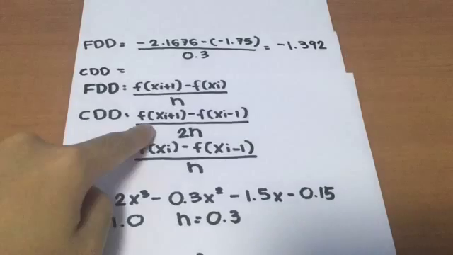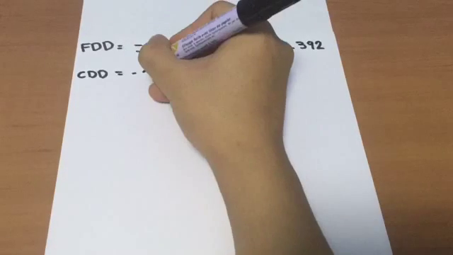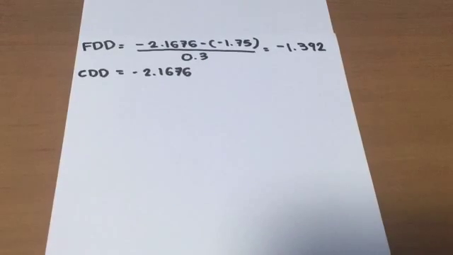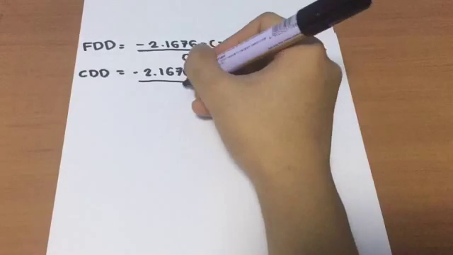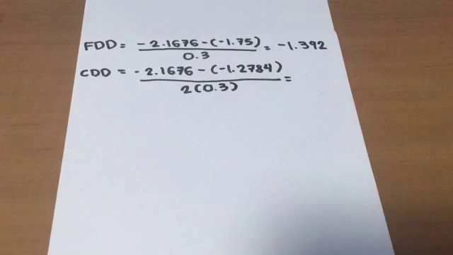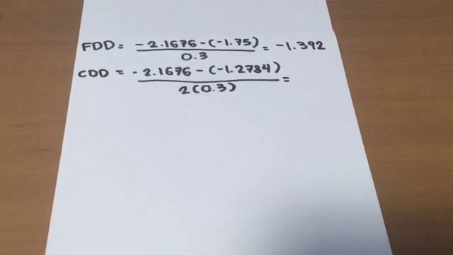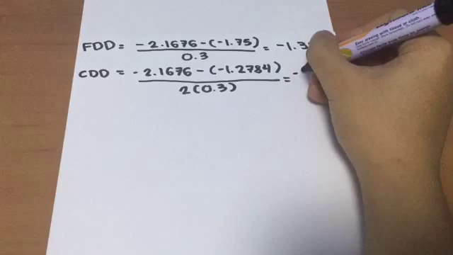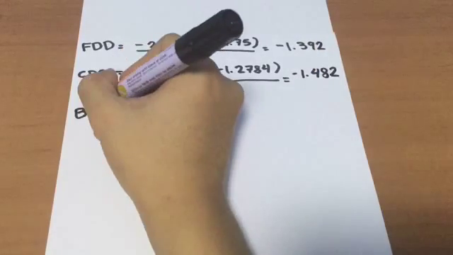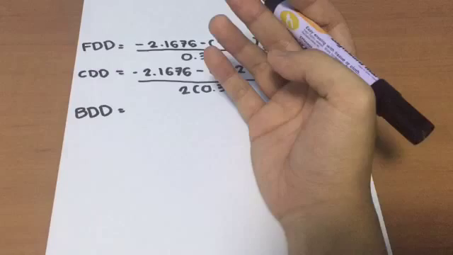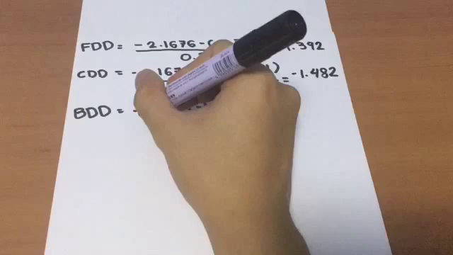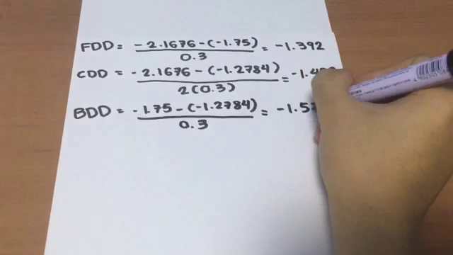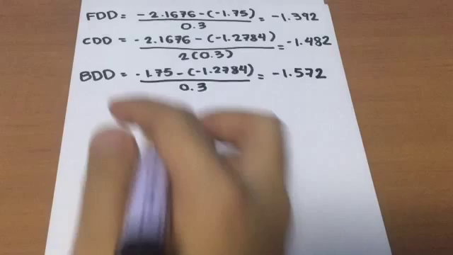and for our CDD, we just simply use the formula and plug in the required values to get the answer of our CDD, and we will have. For our BDD, or backward divided difference, we also do the same as we did for the FDD and CDD, plug in the values to our main equation, and we will have negative 1.572.